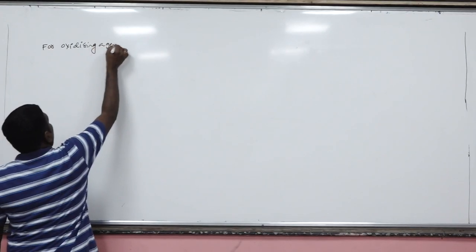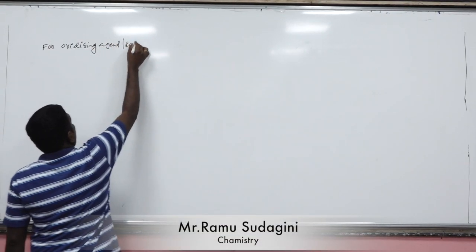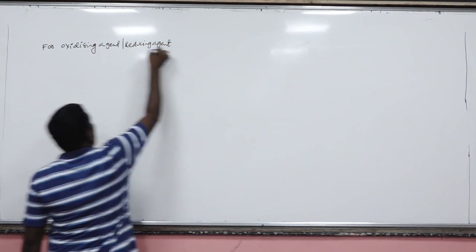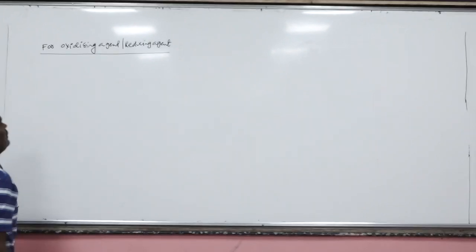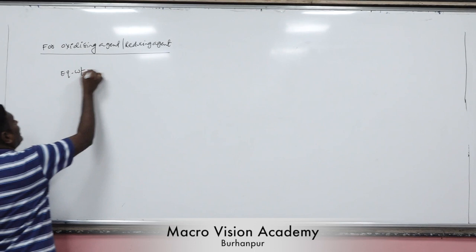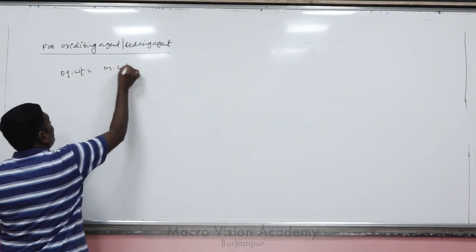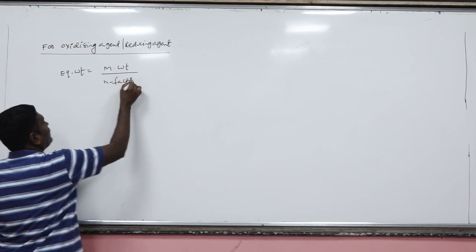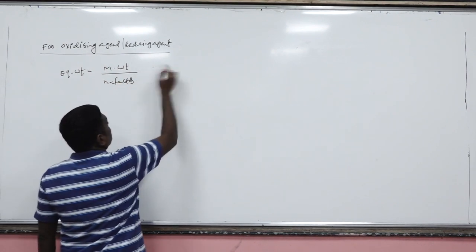Oxidizing agent, reducing agent. How to find the equivalent weight or N factor? Now in case of an oxidant or a reducing agent, equivalent weight again is equal to molecular weight upon N factor.